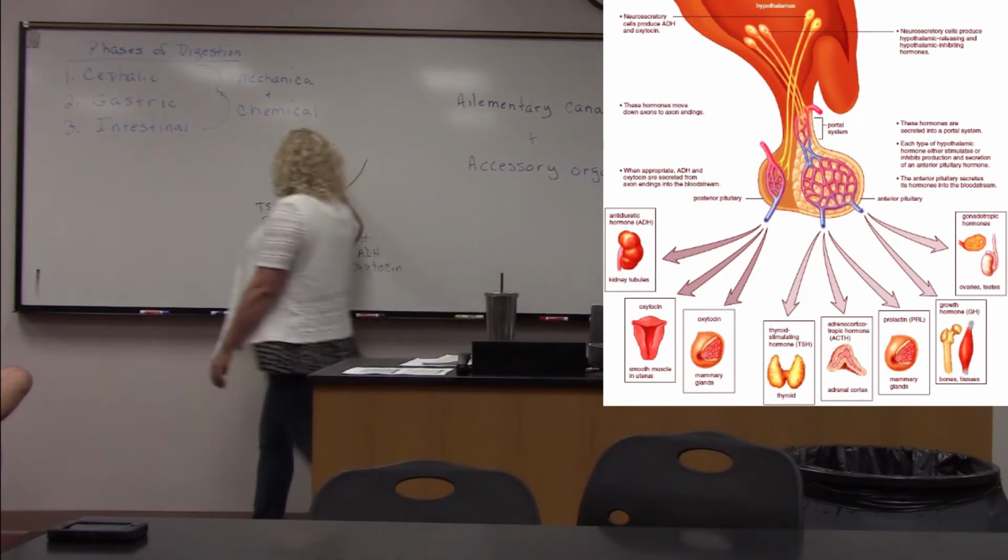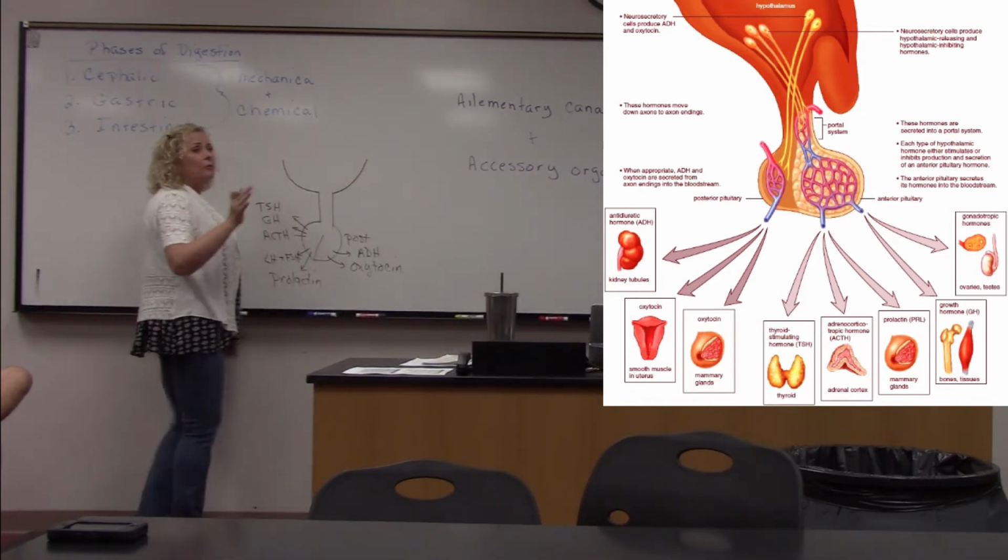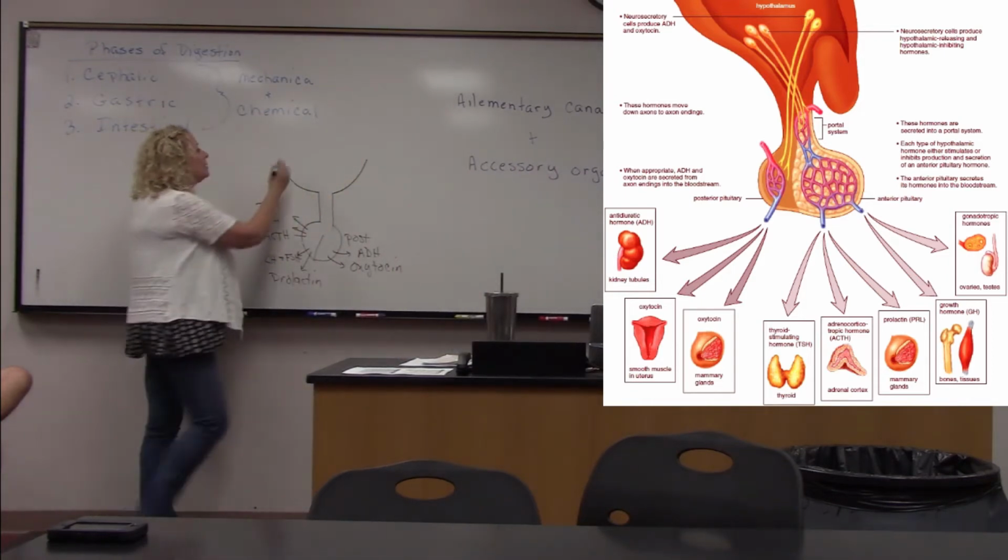Now the hypothalamus, it's made up of neurons. It's all part of the brain. Got a lot of neurons in it.